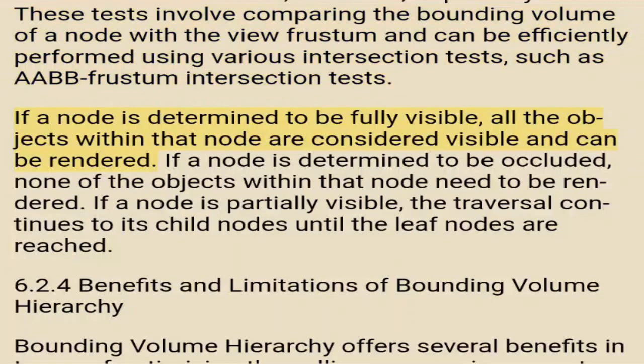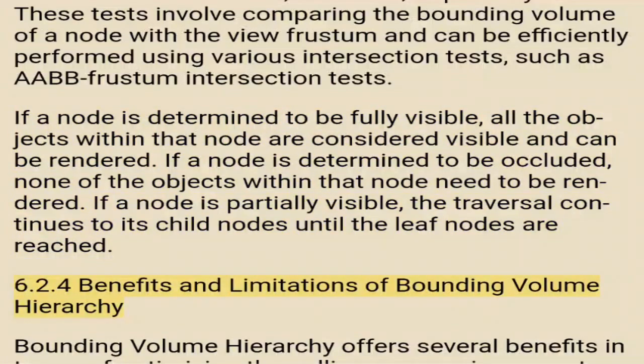If a node is determined to be fully visible, all the objects within that node are considered visible and can be rendered. If a node is determined to be occluded, none of the objects within that node need to be rendered. If a node is partially visible, the traversal continues to its child nodes until the leaf nodes are reached.